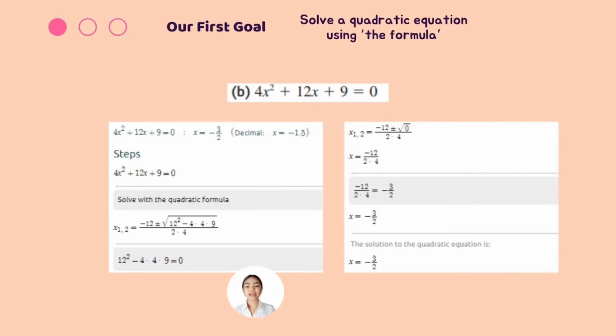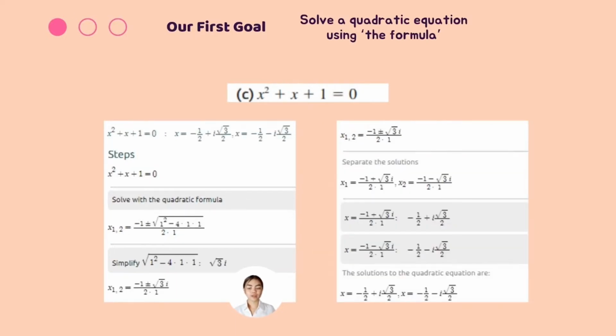Another example is x squared plus x plus 1 is equal to 0. So let us solve it with the quadratic formula. So negative 1 plus or minus the square root of negative 1 squared, which is our B, minus 4 times 1, which is our A, times 1, which is our C, divided by 2 times 1, which is our A. So negative 1 plus or minus the square root of 1 minus 4. So 1 minus 4 is equal to negative 3. So x is equal to negative 1 plus or minus the square root of negative 3 divided by 2 times 1.